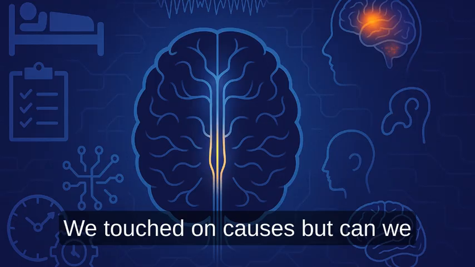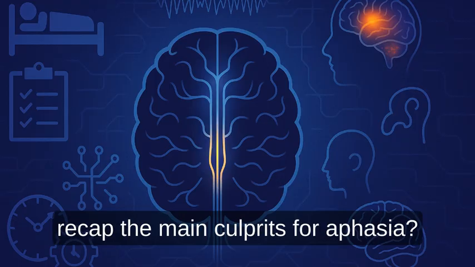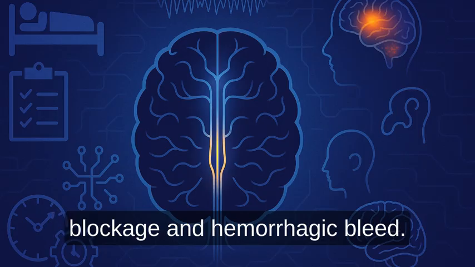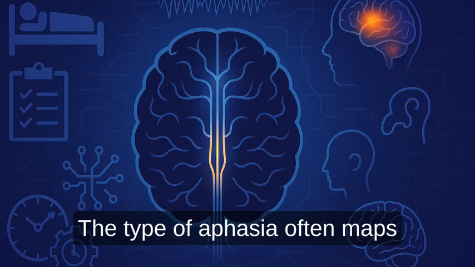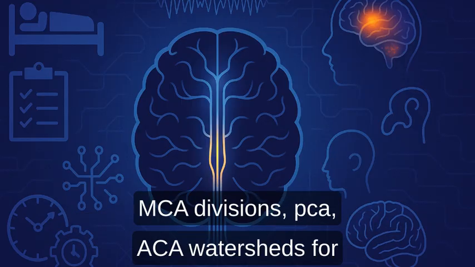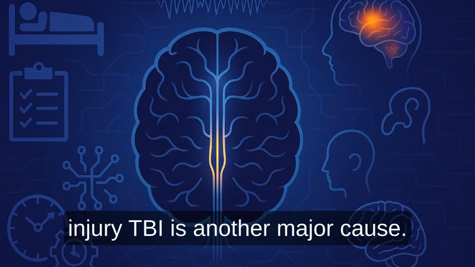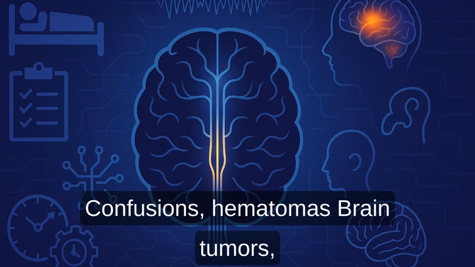We touched on causes, but can we recap the main culprits for aphasia? Stroke is number 1. Both ischemic blockage and hemorrhagic bleed. The type of aphasia often maps onto the affected artery territory: MCA divisions, PCA, ACA watersheds for transcortical types. Traumatic brain injury, TBI, is another major cause: contusions, hematomas.